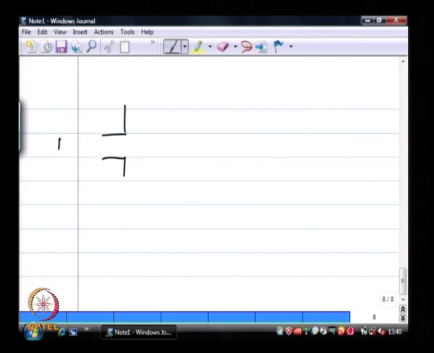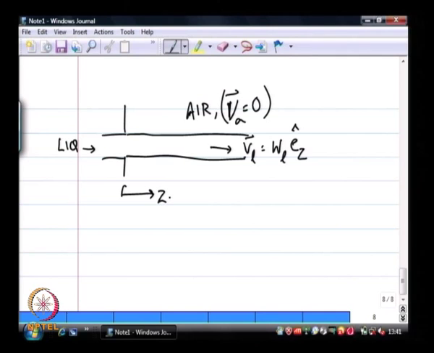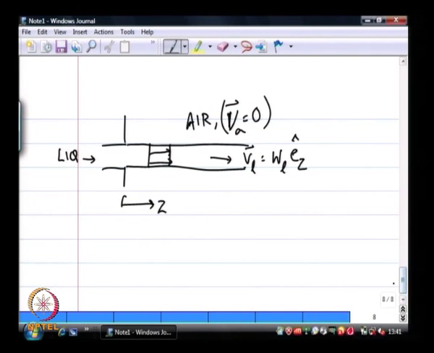So, think of an atomizer. Now I am injecting liquid through a little hole. I have created a cylindrical column of liquid and this is air outside. The air velocity is 0, the liquid velocity is some W L E Z. Okay, so, if I was to draw the velocity profile, the air is at 0 velocity. So, this meniscus here is subject to this relative velocity between the fluid moving fast and the outside air being at rest.